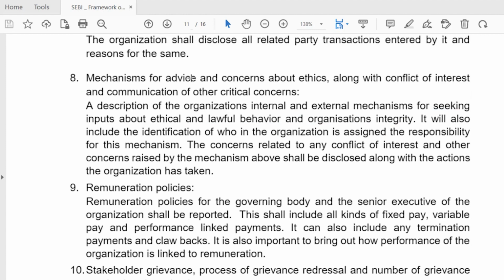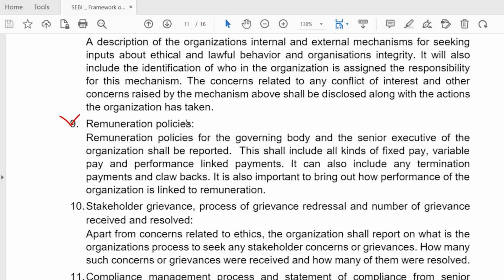Then comes the disclosure on remuneration policies. This is very important. The organization needs to disclose the remuneration policies for the governing body and the senior executive members of the organization. It shall include all kinds of details such as the fixed pay, variable pay and the performance-linked payments. It is also important to bring out how the performance of the organization is linked to the remuneration of each of such members of the governing body.